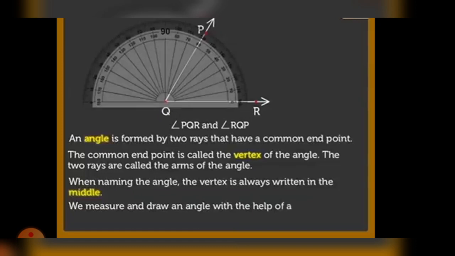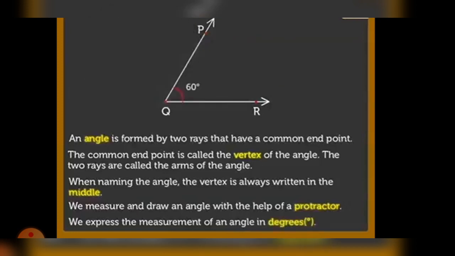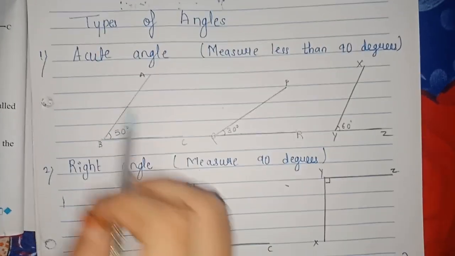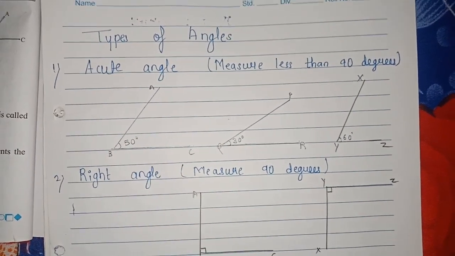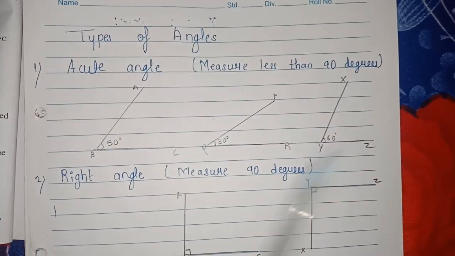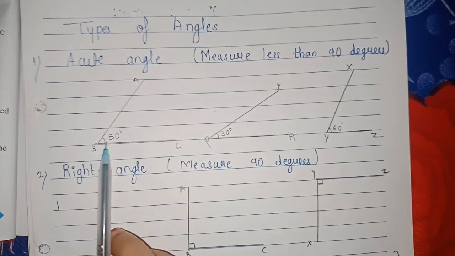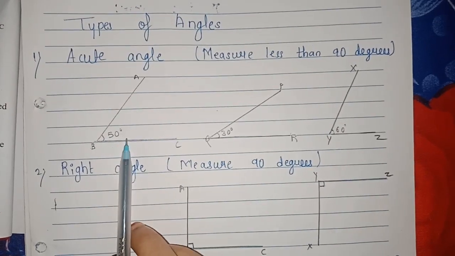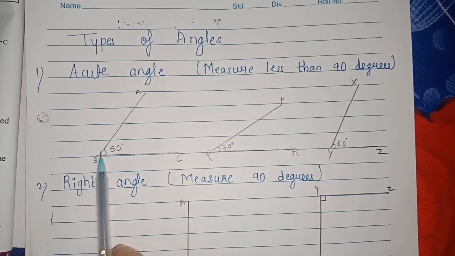We measure and draw an angle with the help of a protractor. We express the measurement of an angle in degrees. Now we will revise types of angles. First one is acute angle. It measures less than 90 degrees. Okay, the angle less than 90 degrees are acute angle. You can see this is 50 degree. It means this is less than 90, right? Because 50 is smaller than 90. So this is acute angle.